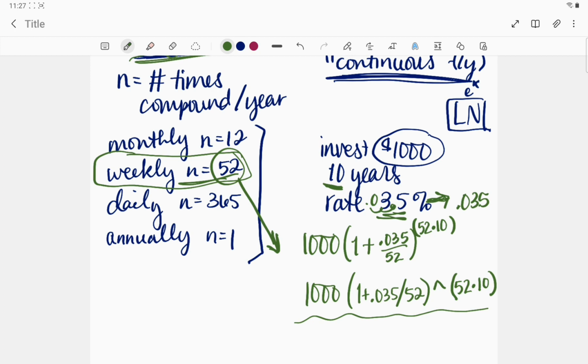So for this particular problem, 1,000 times 1 plus 0.035 divided by 52, and then our exponent, that would come out to $1,418.90. Now for money, we always round to 2 decimal places because we need dollars and cents.